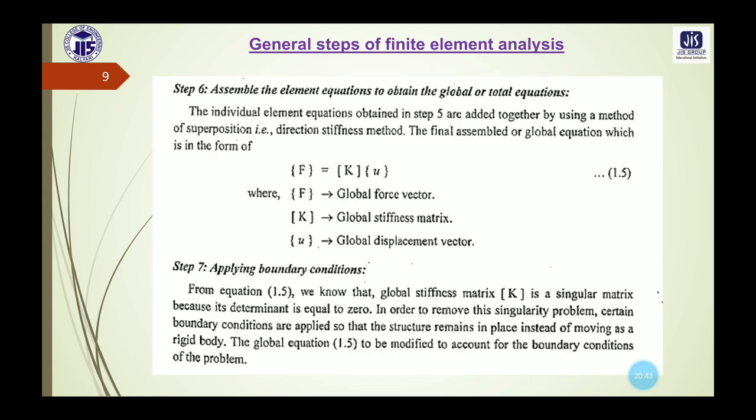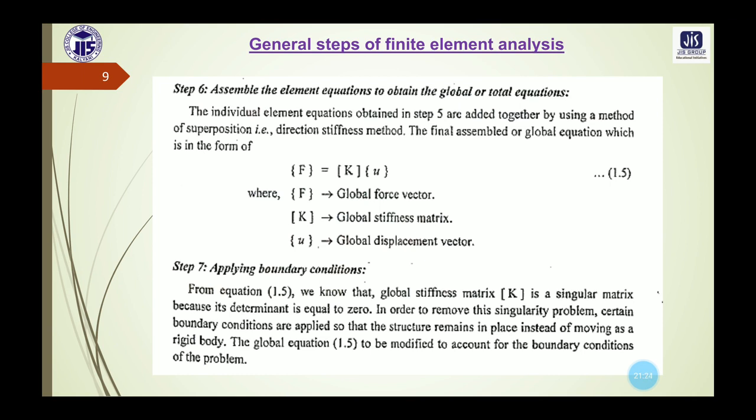Next, step 6 is to assemble the element equations to obtain the global or total equations. The individual element equations obtained in step 5 are added together by using the method of superposition, that is the direct stiffness method. The final assembled or global equation is F equals KU, where F is the global force vector, K is the global stiffness matrix, and U is the global displacement vector.